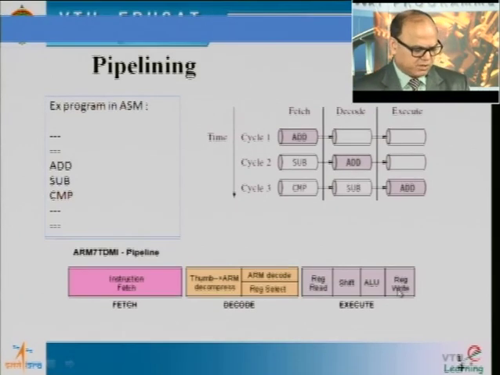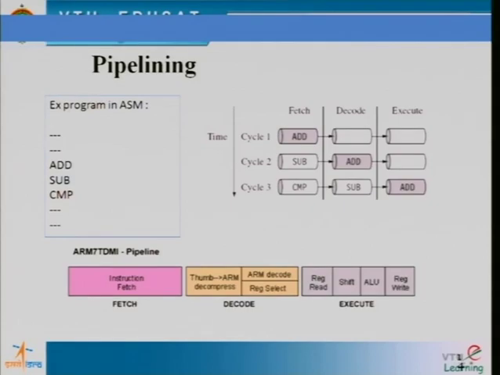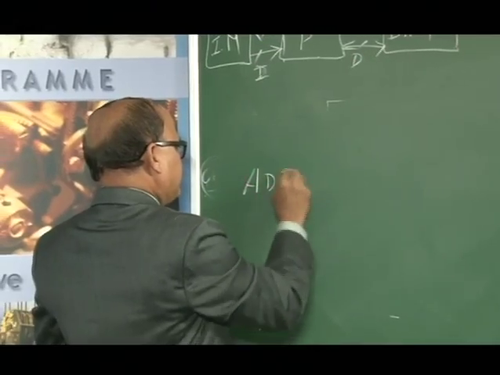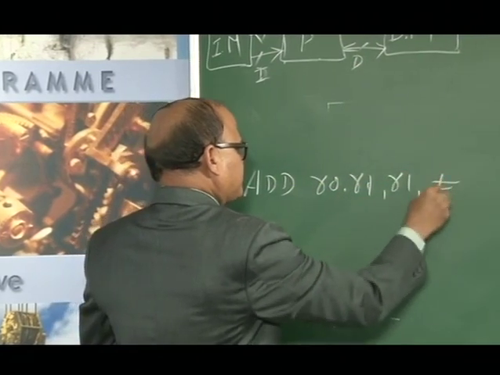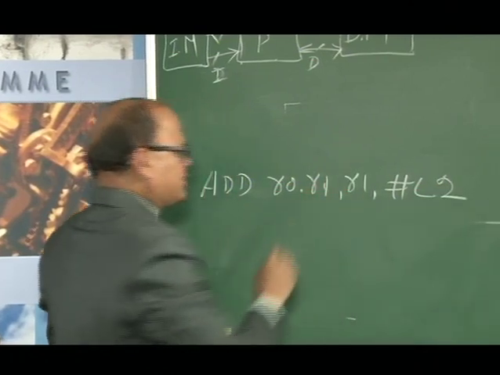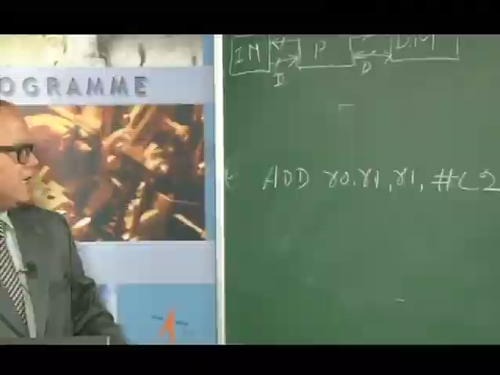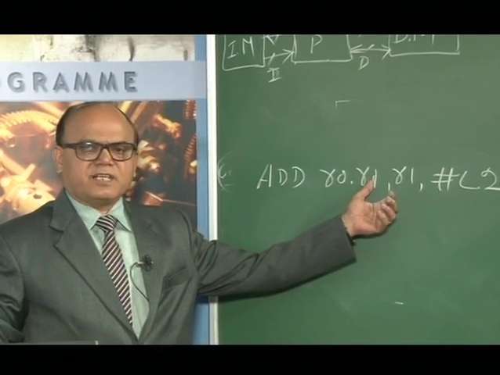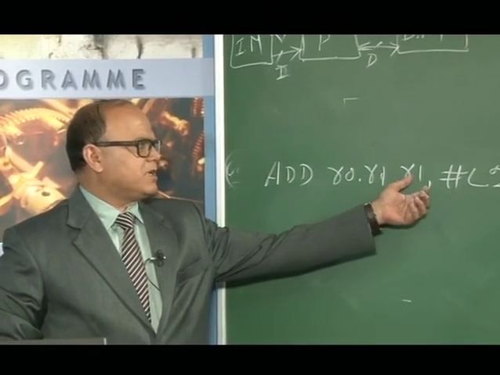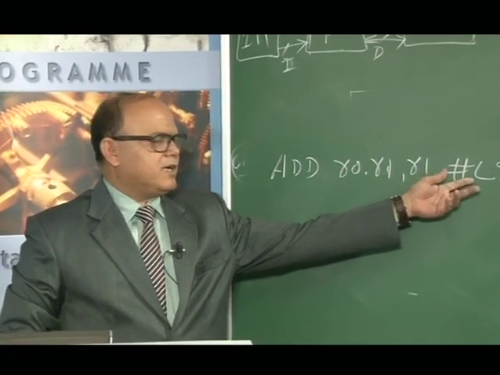Let me select an example like add R0, R1, R1, shift left 2. That means I have specified the operands R0 and R1, with R1 being the second operand. The R1 operand I will pass through the barrel shifter, and here I am shifting it by 2.